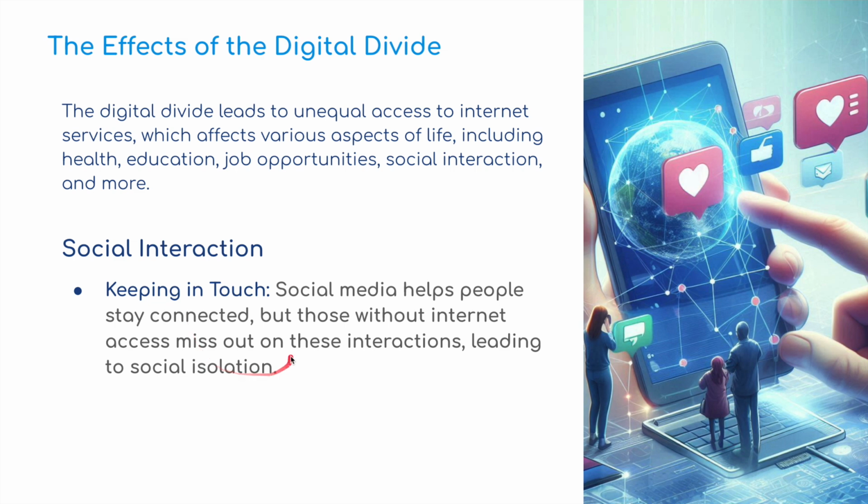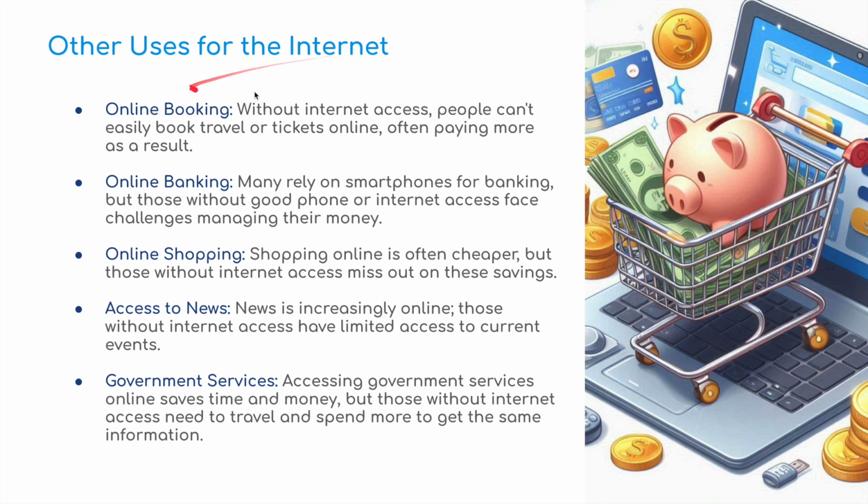Social interaction. Keeping in touch. Social media helps people stay connected. But those without internet access miss out on these interactions, leading to social isolation potentially. Okay, other uses for the internet.